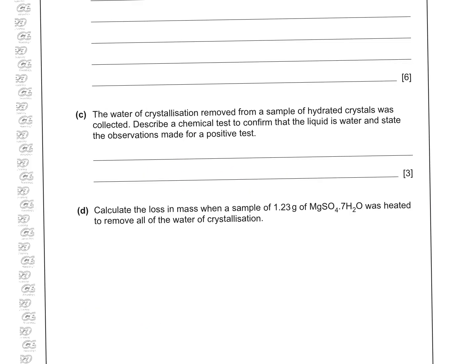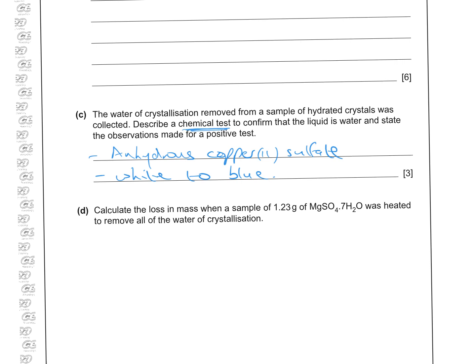Part C. Describe a chemical test to confirm the liquid is water. Now, we're not going to test the boiling point here because it's asking for a chemical test. So the test we use is anhydrous copper 2 sulfate, which is white. And if water is present, it will change to blue.